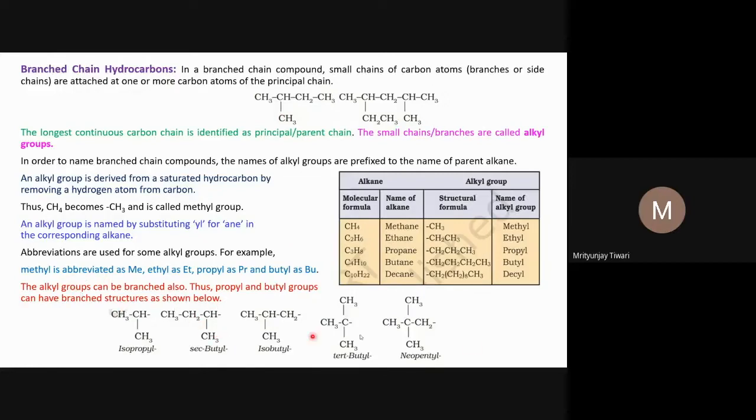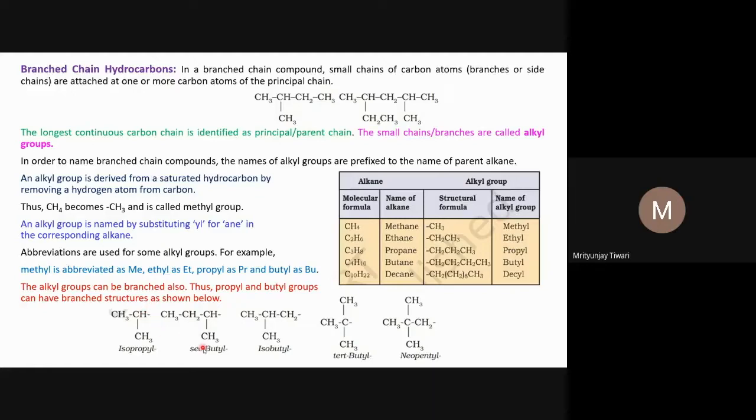Some of the alkyl groups can be branched as well, and there are some common names for these branches. If it is a straight chain, CH2, CH3, this is propyl or n-propyl. If the propyl group is attached to the main chain at one of the termini, then it is a propyl substituent. And if it is attached to the main chain through the middle carbon, then it is called isopropyl.